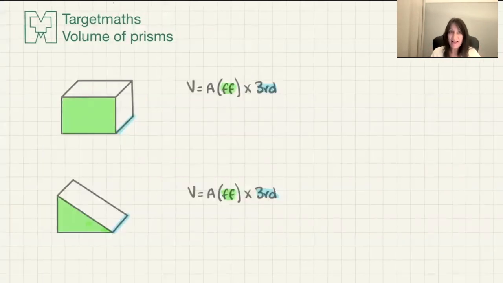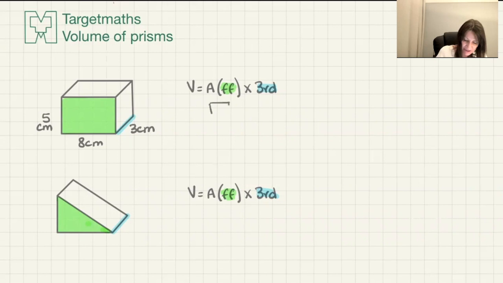Okay, so our examples. We've got a cuboid. Let's pop some numbers on so that we can actually do some work on it. So 5 centimeters, 8 centimeters, and let's say 3 centimeters. I'm going to be doing the area of the front face, which is a rectangle. So that's base times height. The base is 8, the height is 5. So that is going to give me 8 times 5, 40.